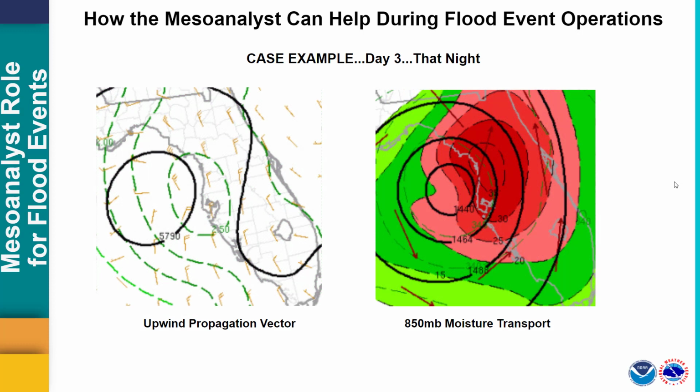Where do we have the greatest 850 millibar moisture transport? Once again, right over or just on the northern side of the Tampa area, the far western part of the peninsula, although in this case also extending into the northern part of the peninsula as well. The upwind propagation vector again is pointed in the opposite direction of the cloud layer mean wind.